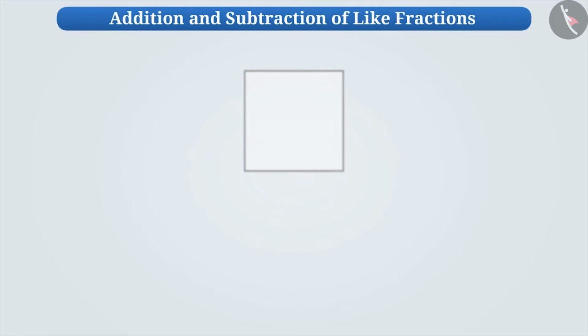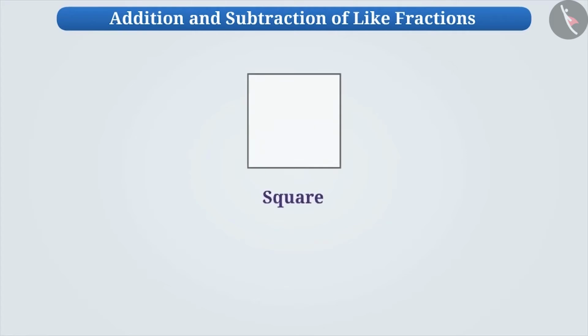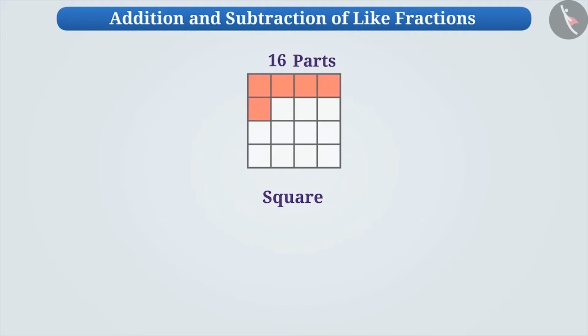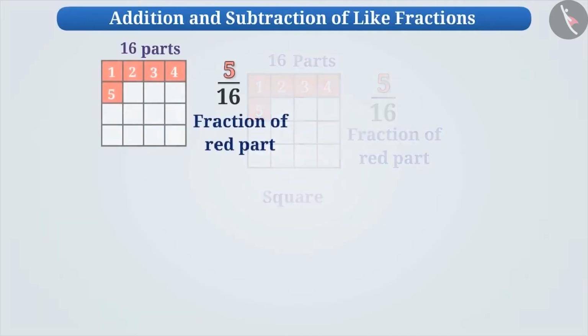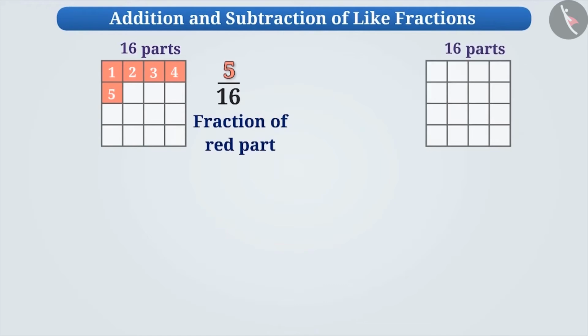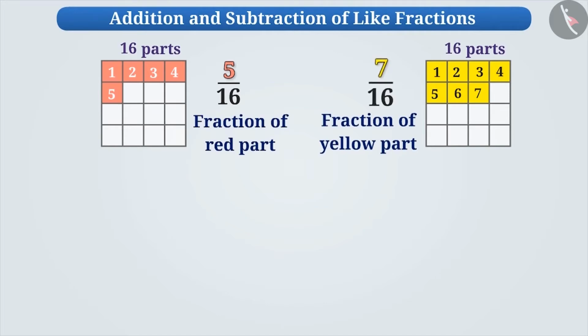Look at this square. We have divided this square into 16 equal parts. Out of the 16 parts, if we fill red color in 5 parts, then what will be the fraction of red part in the whole square? Think for a while. Absolutely correct. Since 5 out of 16 parts are painted red, the fraction of red part in the whole square is 5 by 16. Similarly, out of 16 parts, if we fill yellow color in 7 parts, then the fraction of yellow part in the whole square is 7 by 16.